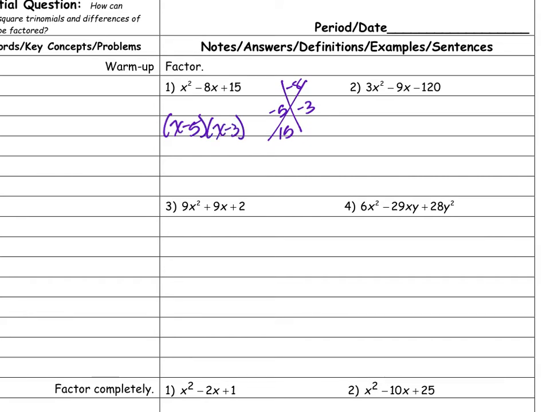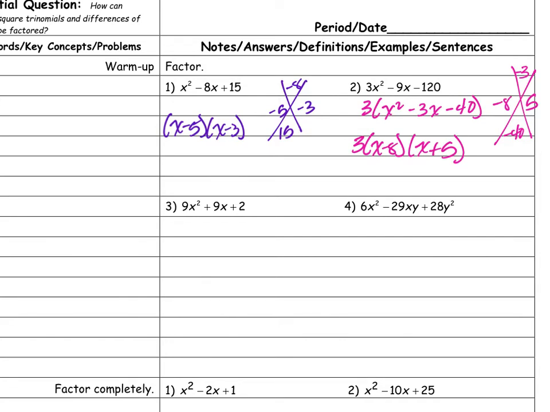And in the second problem, I need to factor 3 out first. So I get 3 times x squared minus 3x minus 40. And then I need two numbers that multiply to be -40 and add to be -3. And I'm pretty sure that's -8 and 5. So I get 3 times x minus 8 times x plus 5.